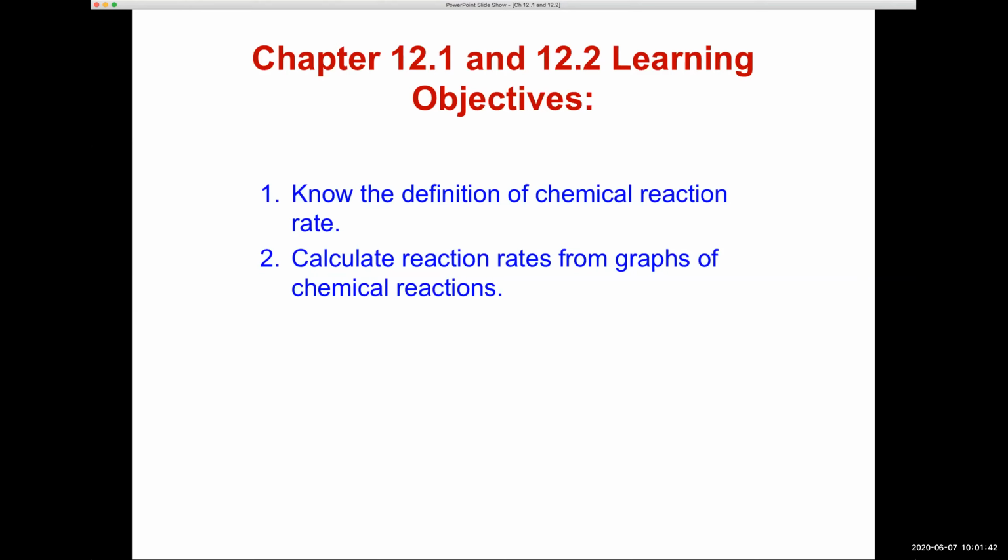In this section, we're going to learn about the definition of a chemical reaction rate. This is section 12.1. Know the definition of a chemical reaction rate and calculate reaction rates from graphs of chemical reactions. From section 12.2, we're going to learn about factors affecting reaction rates.